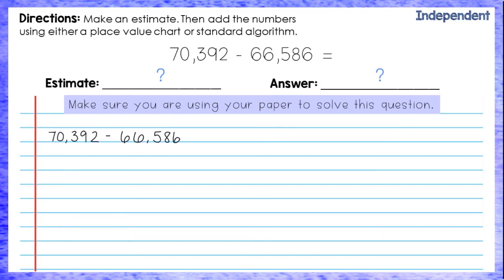Okay, 70,392 minus 66,586. Both numbers are in the 10,000s, but we're going to round to the nearest thousand on this one. So we are either going to round down to 70,000 or up to 71,000. 392 is not quite to the 500 mark, which is where we round up. So we're going to round down.